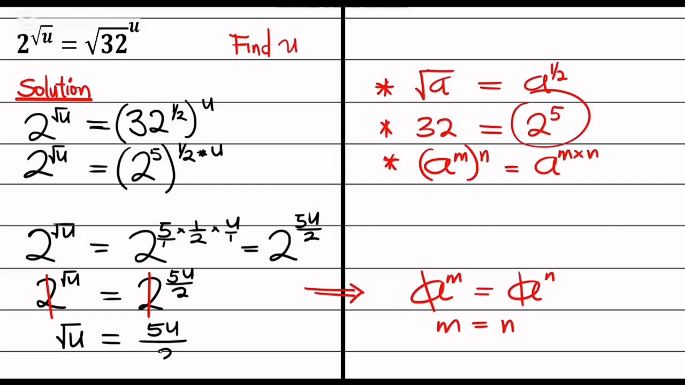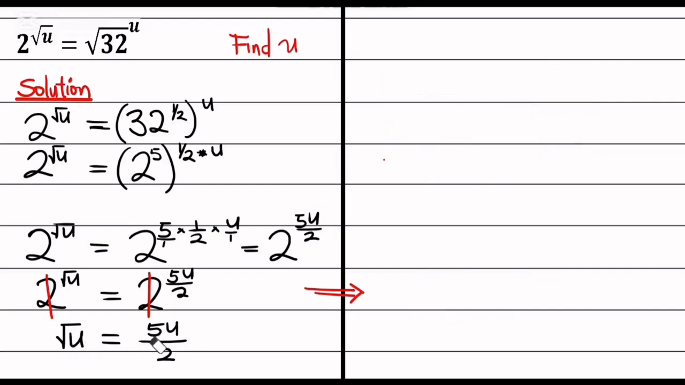5u over 2. And what am I going to do next? I'm still looking for the value of u, and I'm still having the same u on both sides of the equation. So I wish one of the u's would just disappear, then I could say u equals a certain number. So what am I going to do to achieve that? What if I square both sides? At least it's going to solve this problem of the square root here.